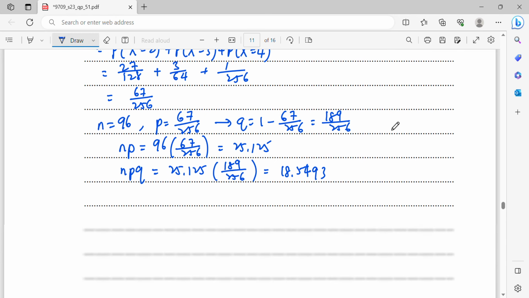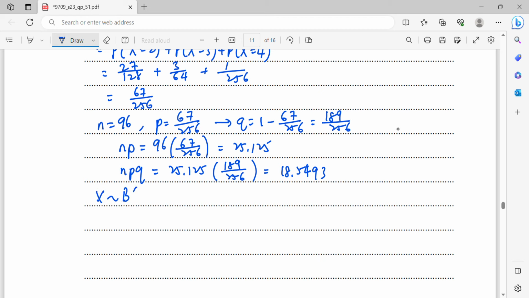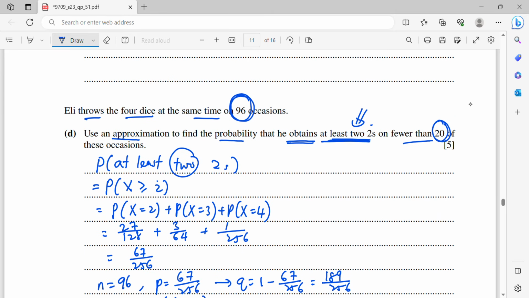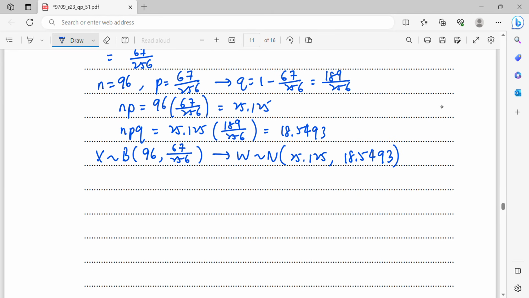So now since your np is greater than 5, that means we are going to use normal approximation. Your X at first is binomial, n is 96, the p is 67 over 256. Now we will approximate to normal distribution with mean 25.125, variance is 18.5493. Okay, and now we need to count the probability that fewer than 20, so less than 20. So P(X less than 20).